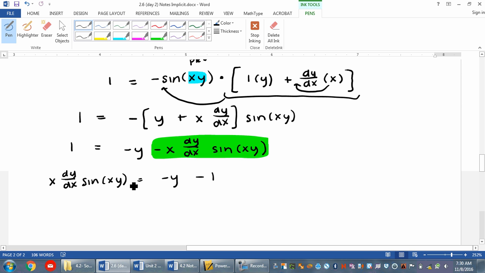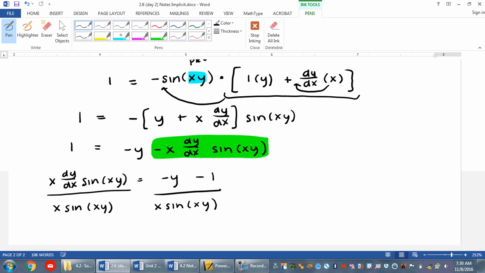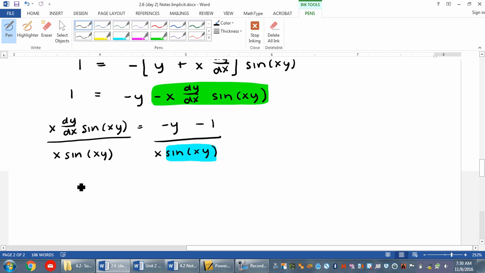Lastly, this is all one term, so I don't need to factor out dy over dx. All I'm going to do is divide by everything besides dy over dx. So that's x sine of xy, divided by x sine of xy. Again, you would never check to see if sine of xy can be simplified. It's a pair and it comes together. All right, so my derivative is going to equal negative y minus 1 all over x sine of xy.